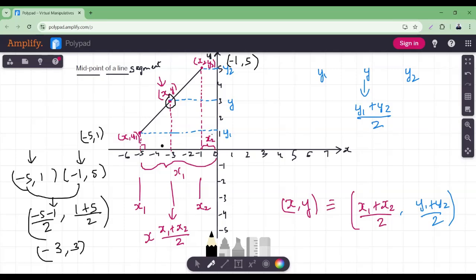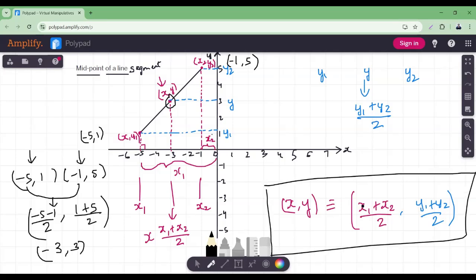I hope you're clear about this, and you just have to remember it. When you know the two end points, x1, y1 and x2, y2, you take those coordinates, add them and divide by 2. You're going to get the midpoint of the line segment.